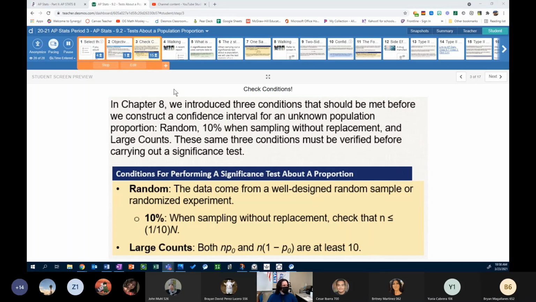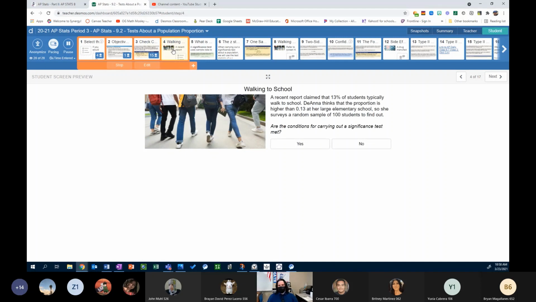Okie dokie. So then we get to our first exercise, walking to school. A recent report claimed that 13% of students typically walk to school. Deanna thinks the proportion is higher than 0.13 at her large elementary school. So she surveys a random sample of 100 students to find out. Are the conditions for carrying out a significance test met, yes or no? Make your selection and then explain why you made that choice. The explanation box will pop up after you select yes or no.